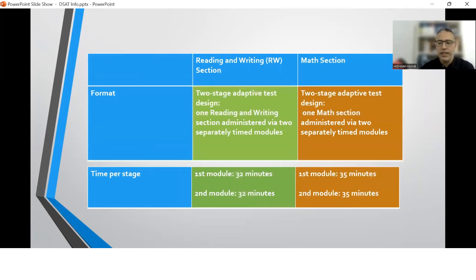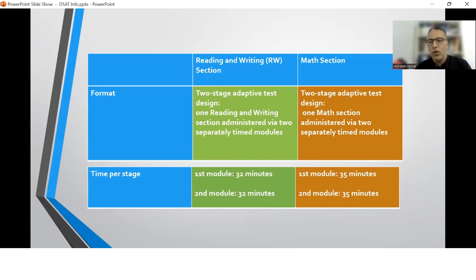First, in the new digital SAT, you have two sections, math and English. English is two stages, as we can see, an adaptive test. I'm going to speak with you later about what the meaning of adaptive test is. We have reading and writing sections. In math, we have two sections, but it combines the questions, it's not separate.